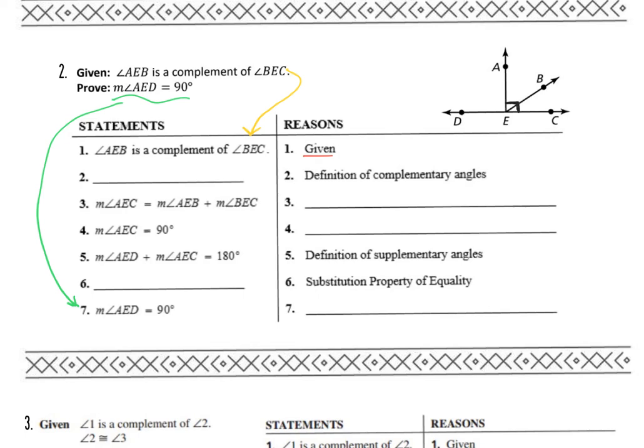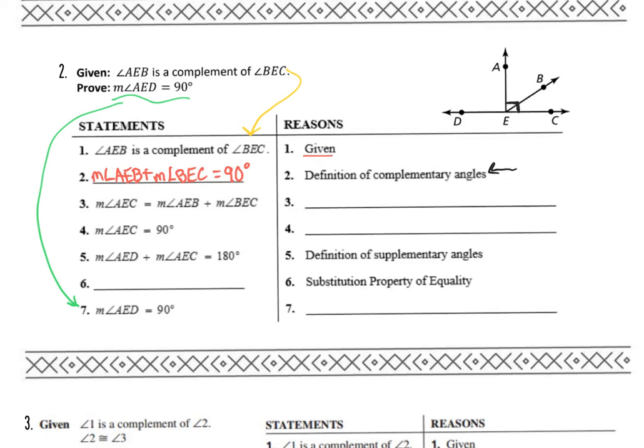So we've got our given statement. AEB is a complement of BEC. And then our statement 2 is blank, right? So you might be thinking, well, how do we figure out statement 2? Well, we need to use reason 2 right here. That's going to be our clue. That's going to help us figure this out. So it says definition of complementary angles. Well, we know that if angle AEB is a complement of angle BEC, then we know that the measure of angle AEB plus the measure of angle BEC, right? When you add these two angles together, what does it mean to be complementary? It means they add up to equal 90 degrees, right? So that's what is going to go there in statement 2.